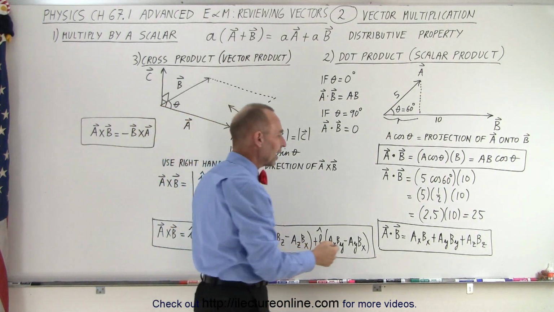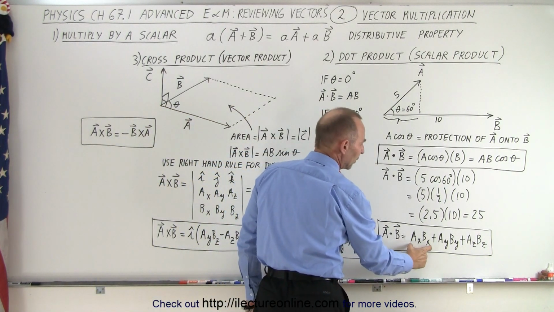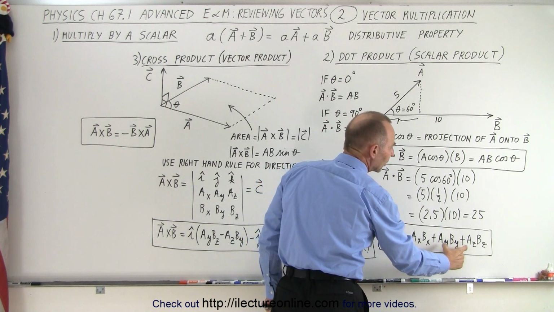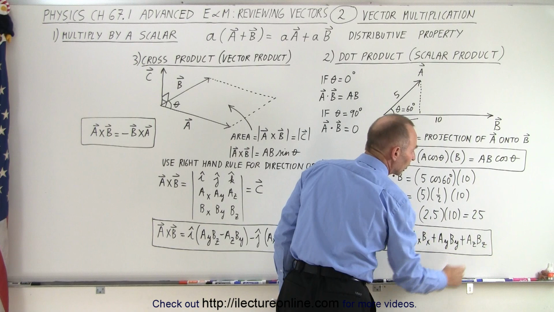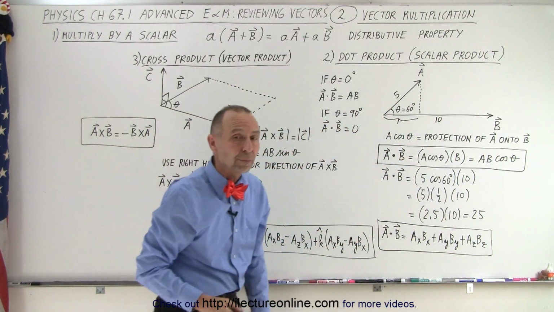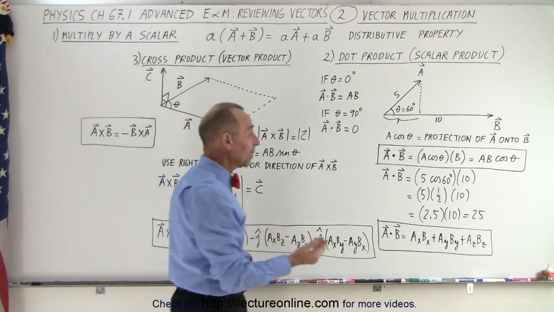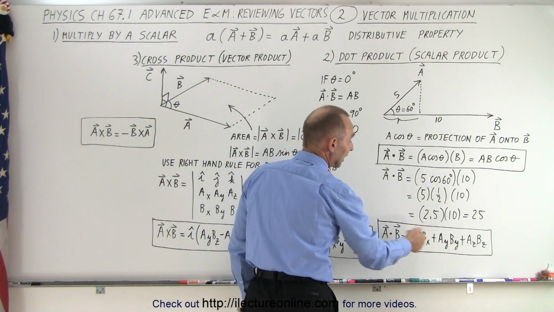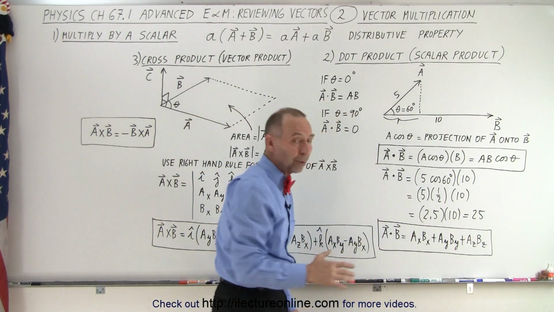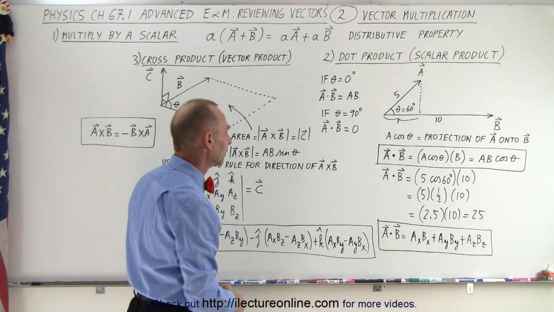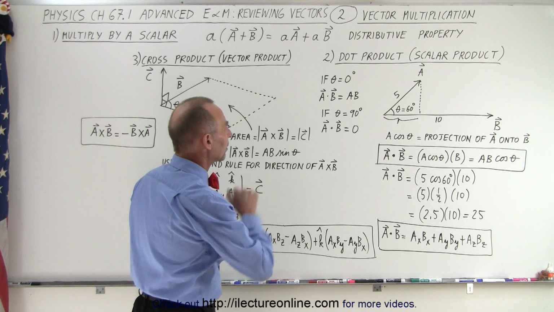Notice we can also find the dot product by simply multiplying the x components together, multiplying the y components together, and multiplying the z components together of the two vectors, and then add those products together. We do take care of the sign. For example, if a sub x is pointing in the negative direction, we want that to be a negative quantity. So we do have to look at signs, and we'll see some examples of that later. But that's what we mean by dot products.